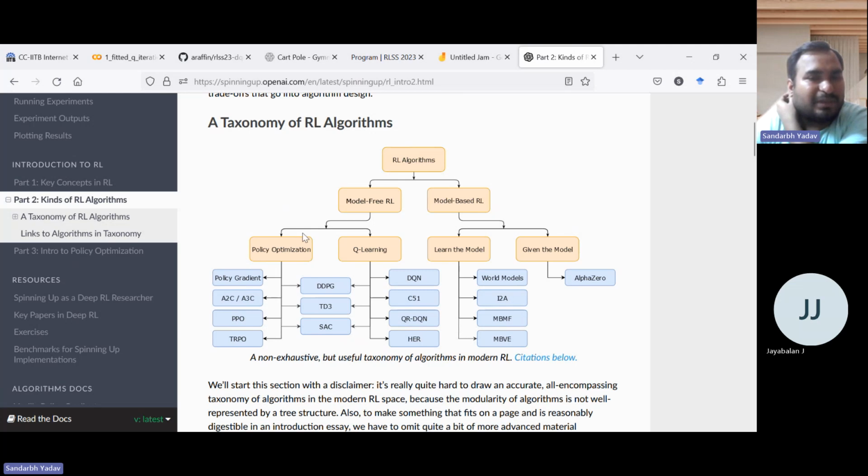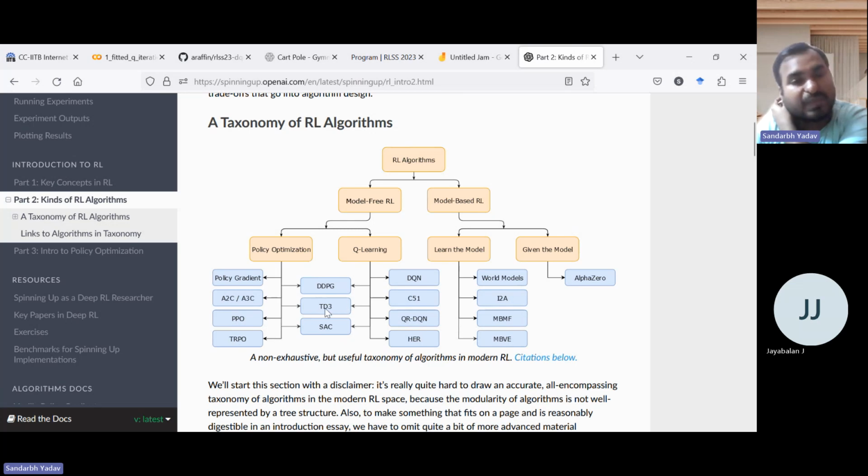Sometimes the literature calls these policy-based methods actor methods and the value-based methods critic methods. There are approaches which combine both the actor and the critic, and those are known as actor-critic methods. Then there are more sophisticated techniques like proximal policy optimization and trust region policy optimization.